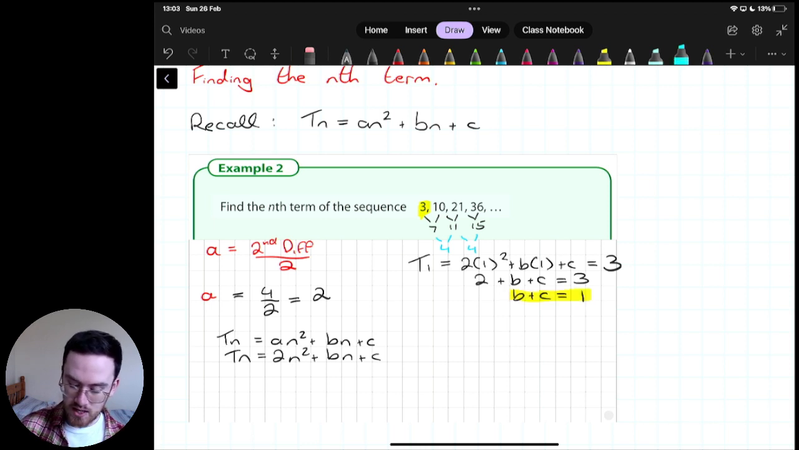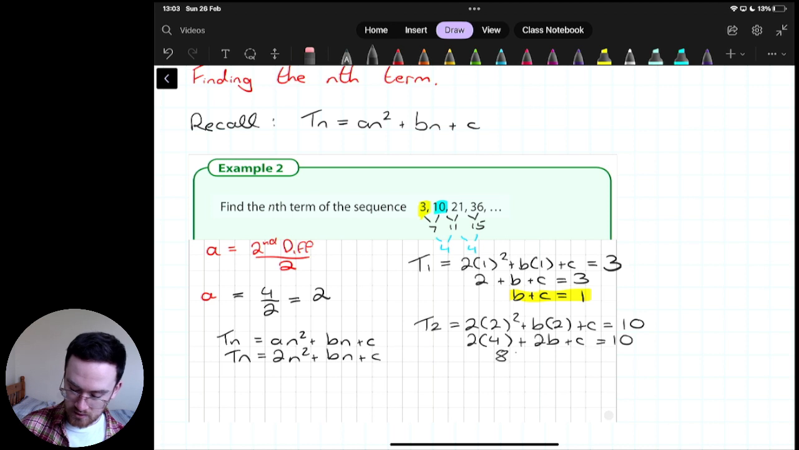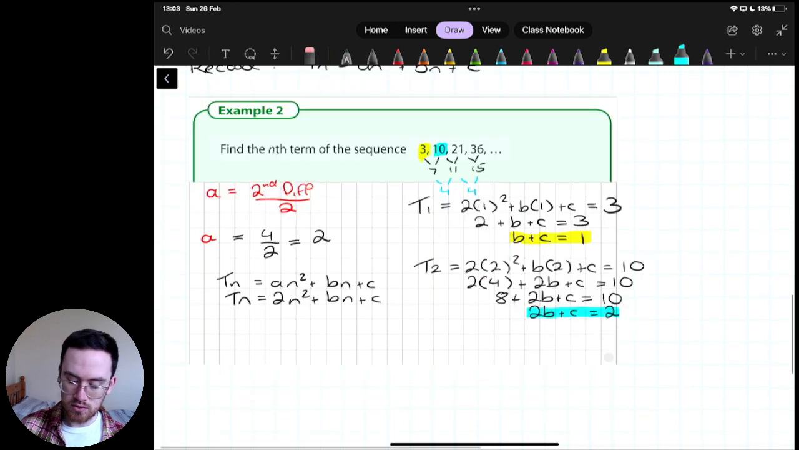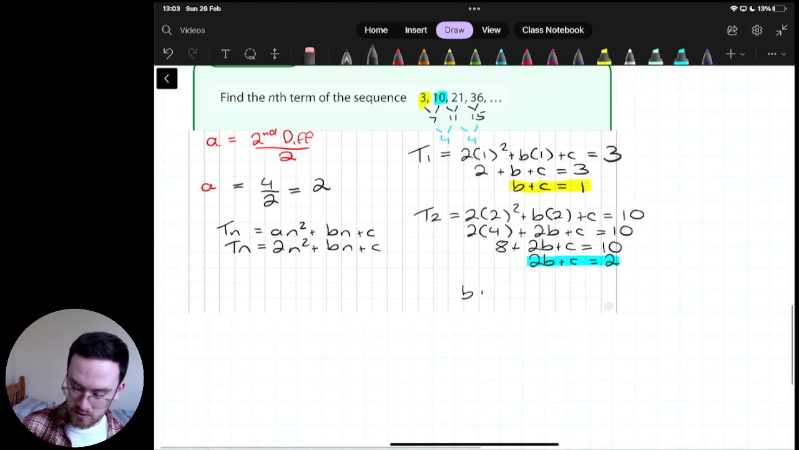If we look at the next one, the next term, t2, is equal to 10. So t2, which is 2 by 2 squared plus b by 2 plus c, is equal to 10. 2 by 4 plus 2b plus c is equal to 10. 8 plus 2b plus c is 10. So 2b plus c is equal to 2. Okay, and those are our two equations then. So b plus c is equal to 1. 2b plus c is equal to 2.